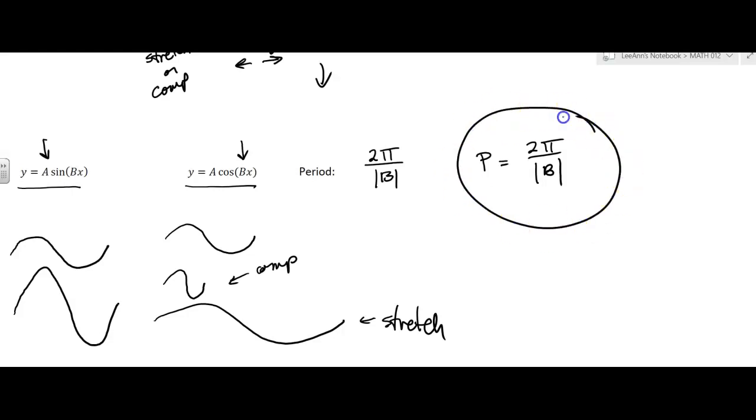Remember how to find the period. That will help you with these graphs. So period, for sine and cosine, it's 2 pi over the absolute value of B. I'll write that one down. Okay, I think that's all I have for this video.